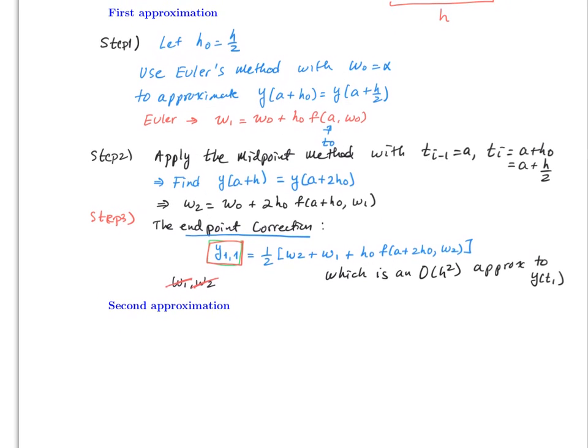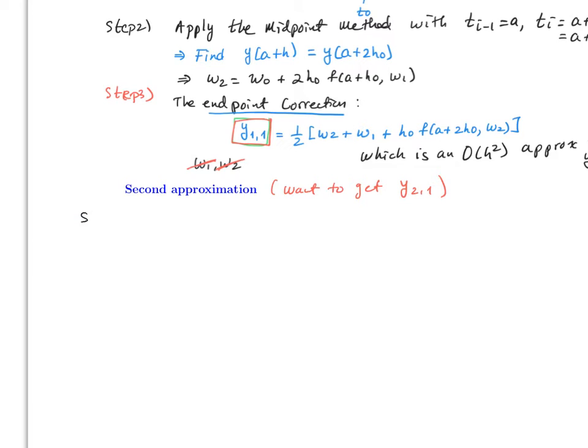Now for the second approximation, we're going to do pretty much the same thing, but now you want to get y21. It's the same process, very similar, but instead of getting y11 it's going to be y21. Just like we did in chapter 4, for step 1, we're going to divide h over 2, so the new h, which we'll call h1, is going to be h over 4.